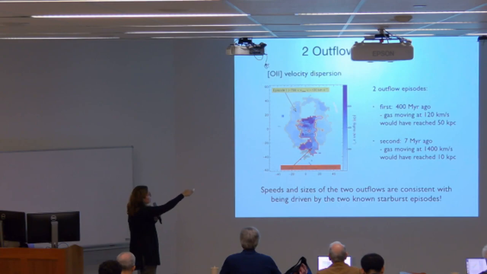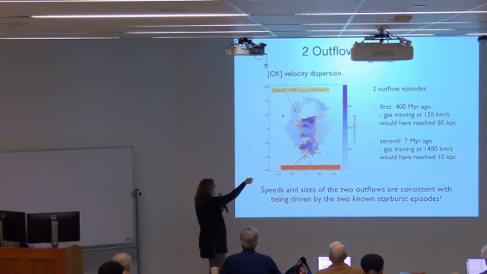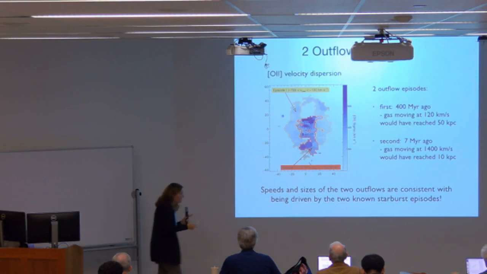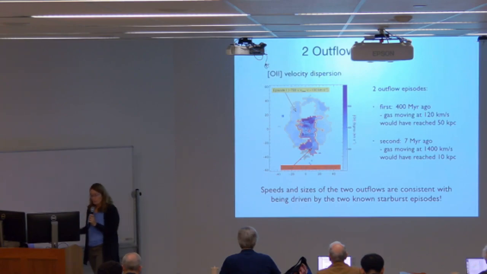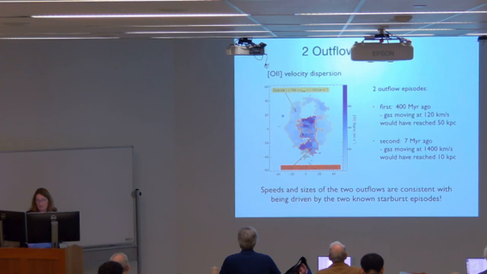This larger, slower one happened first. If you take the size and speed and run it back, it matches with, sorry, I have those backwards. It matches with, oh no, that's right, the burst that was 400 million years ago. And then the smaller, faster one, you run it backwards, it matches that it happened at the time of the more recent burst. So the speeds and sizes of these two outflows in this galaxy are consistent with being driven by the two known starburst episodes. Okay, that was the first galaxy that we looked at with KCWI.